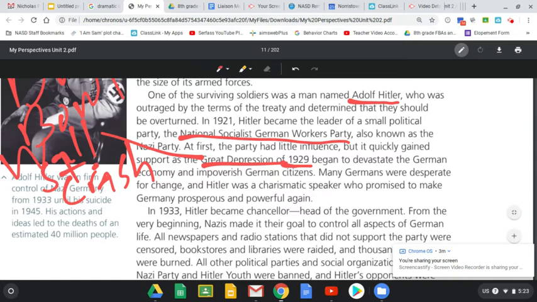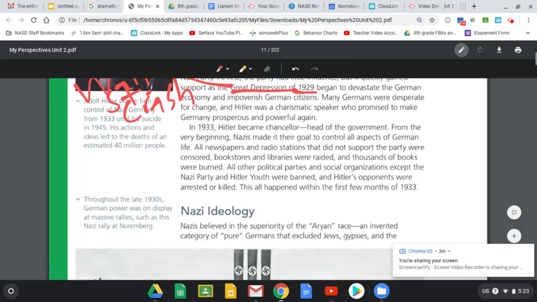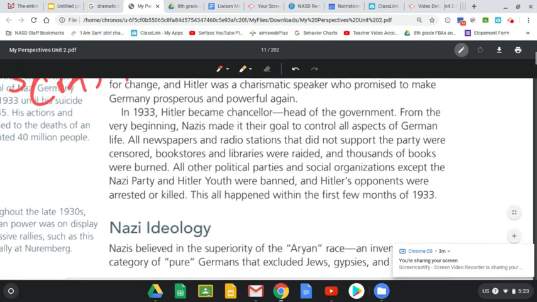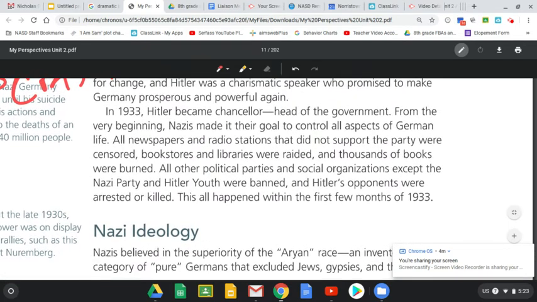In 1933, Hitler became chancellor, head of the government. From the very beginning, Nazis made it their goal to control all aspects of German life. All newspapers and radio stations that did not support the party were censored. Bookstores and libraries were raided, and thousands of books were burned. All other political parties and social organizations except the Nazi Party and Hitler Youth were banned. Hitler's opponents were arrested or killed. This all happened in the first few months of 1933.